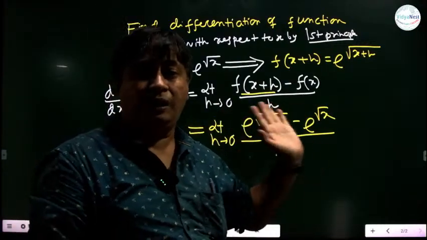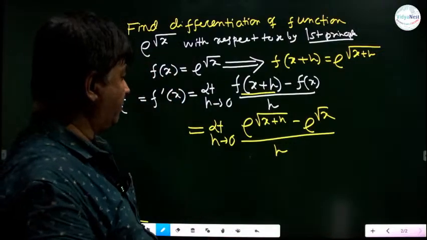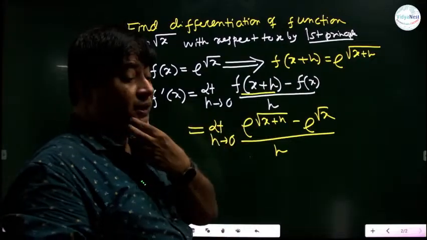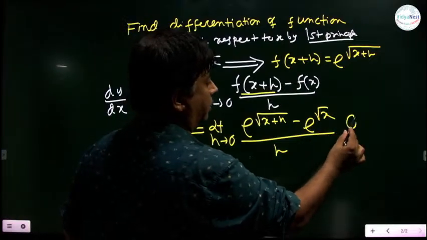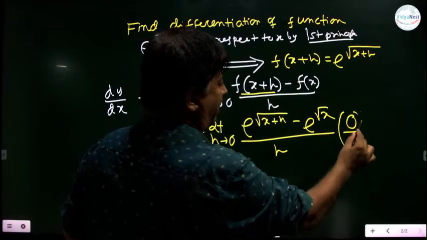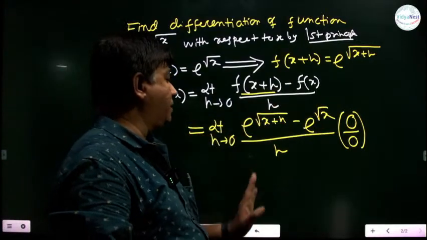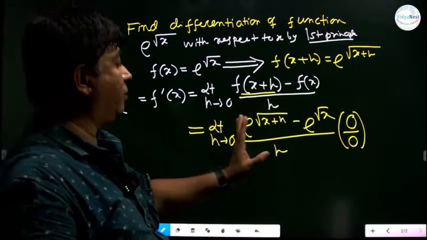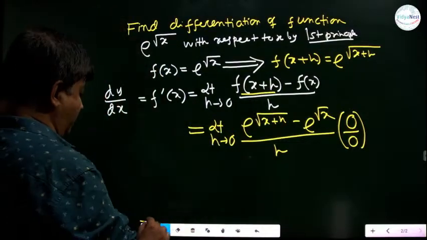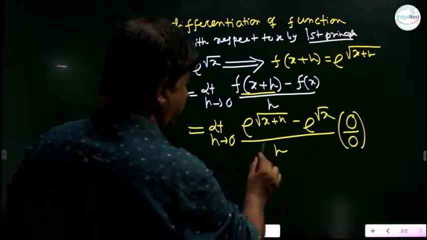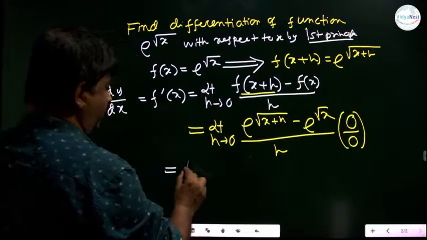Now, simple limit, which we have already done in the last two classes. First of all, you put h equal to 0 directly. You will get 0 by 0 form. Why? Put 0, e to the power root x minus e to the power root x by h. So we will not be allowed to put, so it demands simplification.